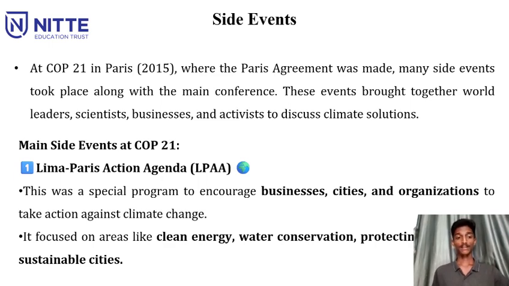The first main side event was the Lima Paris Action Agenda, also called LPA. It is a special program to involve not just governments but also businesses, local governments, and organizations, and encourage them to act on climate issues. The main focus areas are clean energy like solar or wind, water conservation, protecting forests, building sustainable or eco-friendly cities.